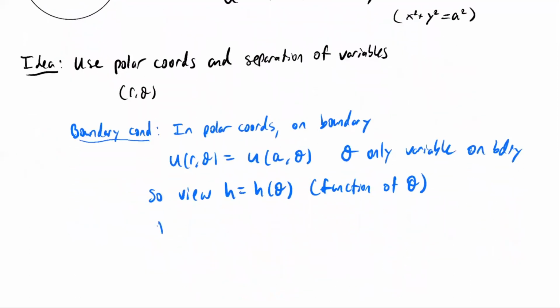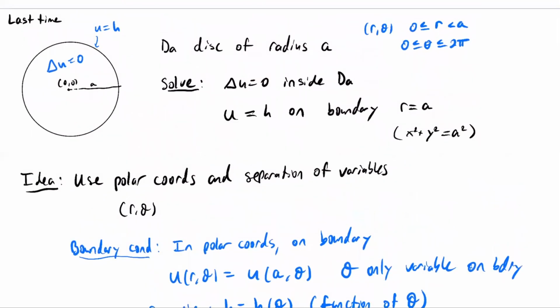So we need to require, for example, h of 0 to be equal to h of 2 pi. And more generally, if we look at some particular point theta, well, over here, this is theta plus pi.